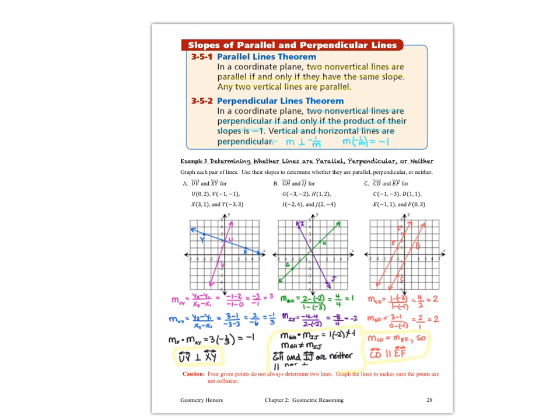And the last thing that we see on this page is a caution, and it says that given points do not always determine two lines. That's just a warning that sometimes we need to graph to make sure that the points are not collinear. We don't want to be tricked into finding an answer and, again, not check for reasonableness.